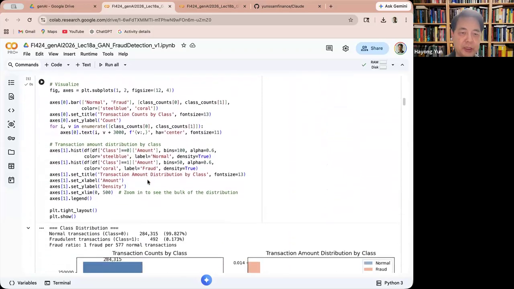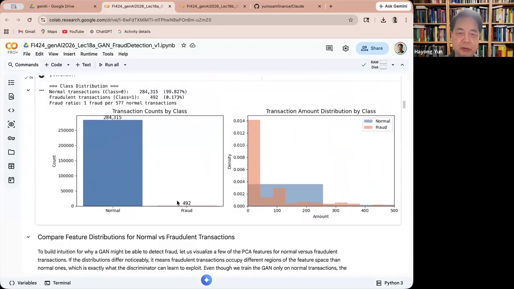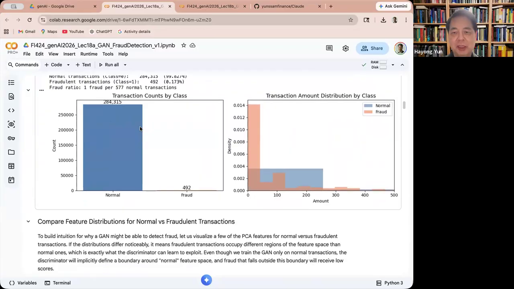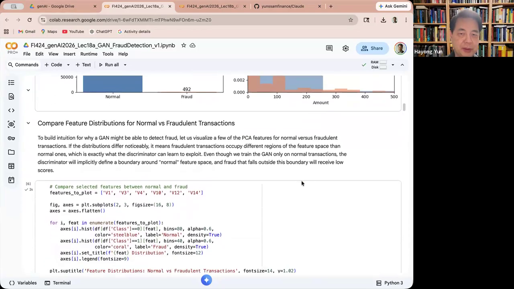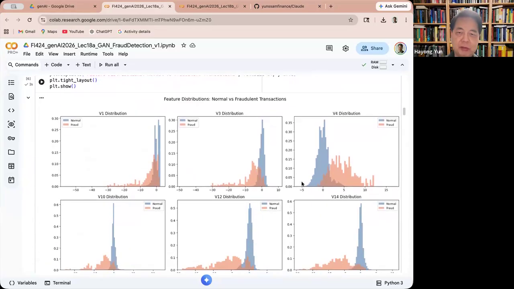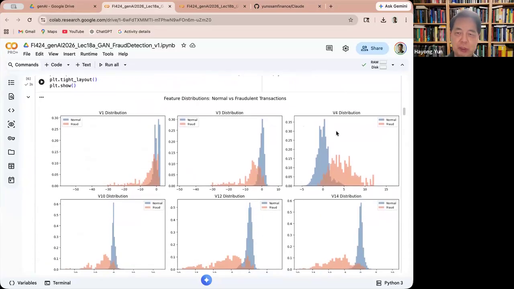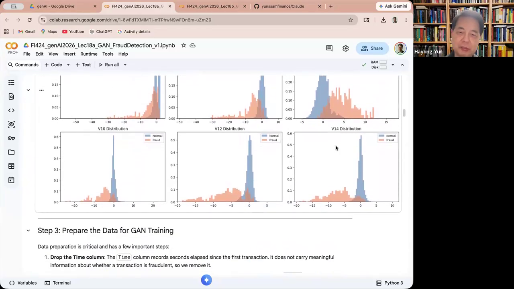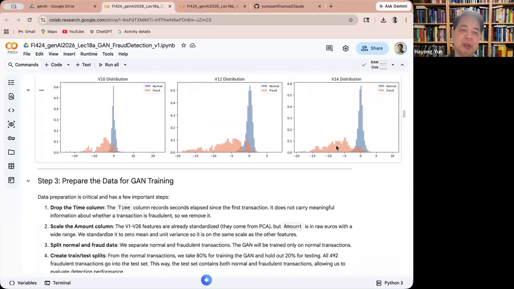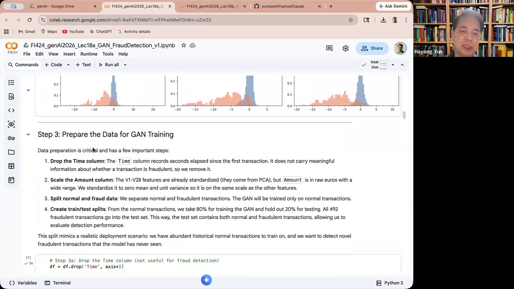If you look here at how many are fraudulent, there are only 492 fraudulent transactions and more than 280,000 normal transactions, isn't it? And by amount, I guess the fraudulent amounts are very small, while the normal ones are really distributed. So here are various variables of the normal and fraudulent transactions, and this is the pattern that the GAN will try to learn from the normal transaction data.